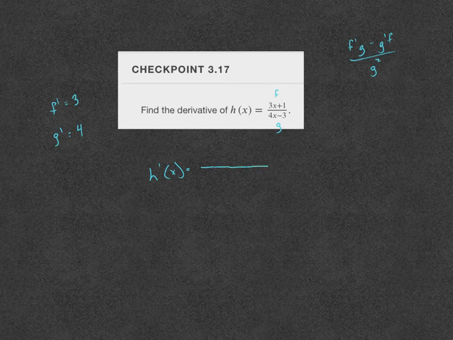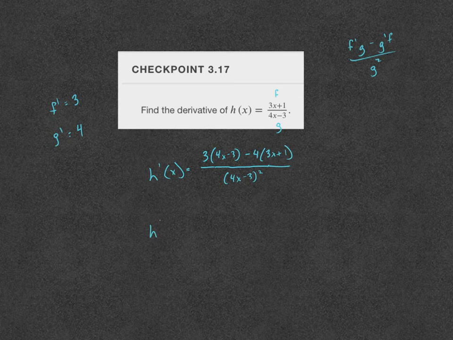So it's f prime, that's 3, g, 4x minus 3, minus g prime, that's 4, f, 3x plus 1, divided by the denominator squared. Okay, so if it helps to do that separately, you can do the same thing with the product rule if you found what I just did to be helpful. Okay, one thing we do need to do is clean this one up a little bit.